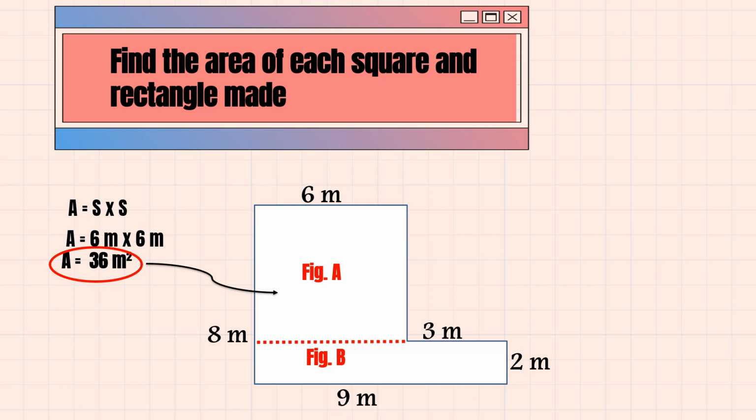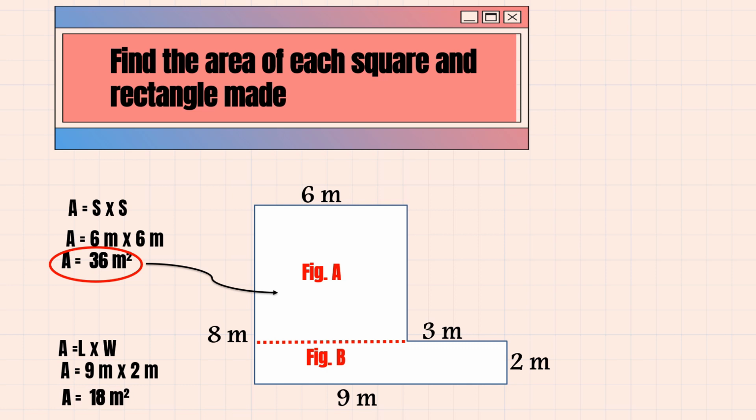Can you tell me what shape figure B is? Very good. So this is a rectangle. And can you still remember the formula in finding the area of a rectangle? Yes, that is correct. All you need to do is multiply the length and the width. The length here is equal to 9 meters and the width is equal to 2 meters. If you multiply 9 times 2, can you tell me the answer? Very good. So that is equal to 18 square meters.